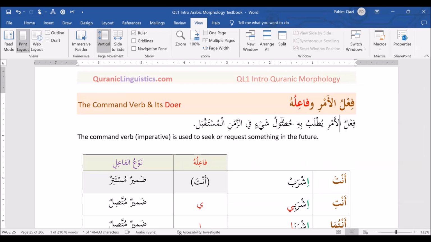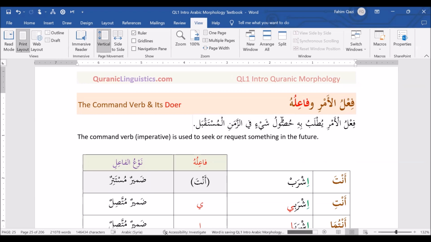Fi'l al-amri yutlabu bihi. Yutlabu bihi means sought with it. Husulu shay'in, completion of something. Husul means achievement or completion or performance of something في الزمن المستقبل, in the future.